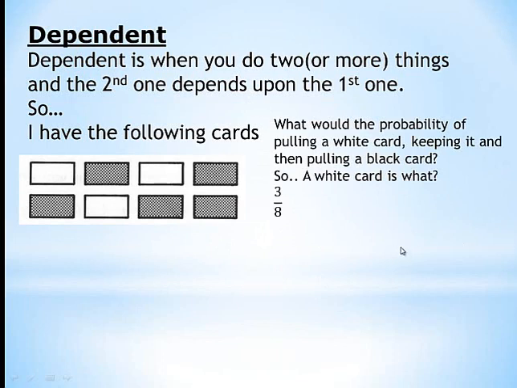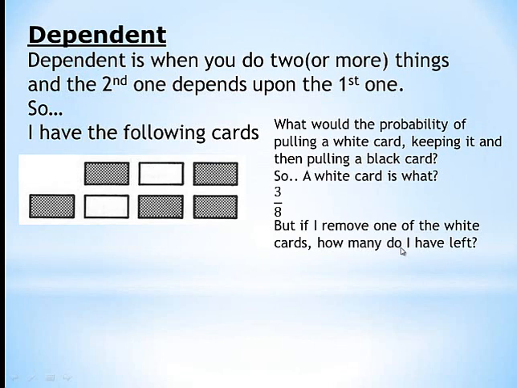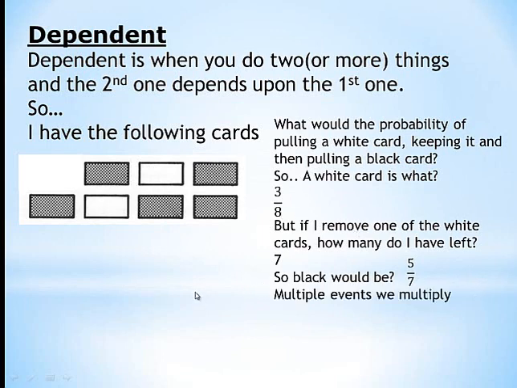Now, if I remove a white card, how many are left? Now I have 7 cards. Of those 7 cards, how many are black? 5, so my probability would be 5/7. Do you see how the bottom depended upon what I did in the first one? I took away a white card. So now I still have multiple events, so I've got to multiply. 3/8 times 5/7 would be 15 over 56.